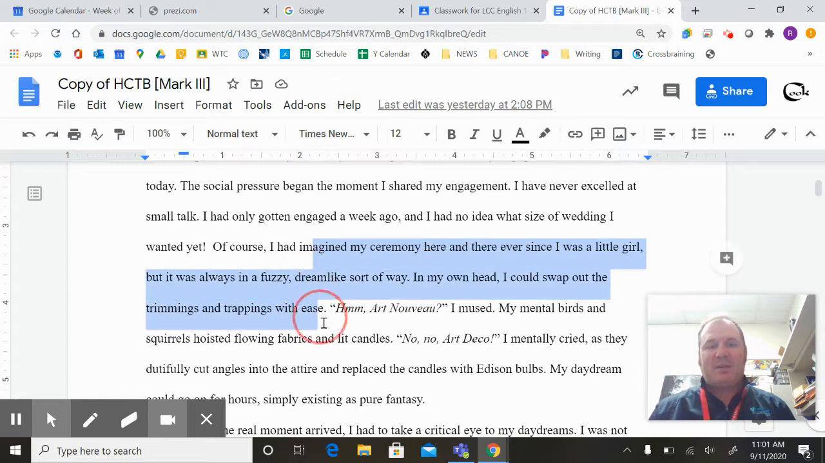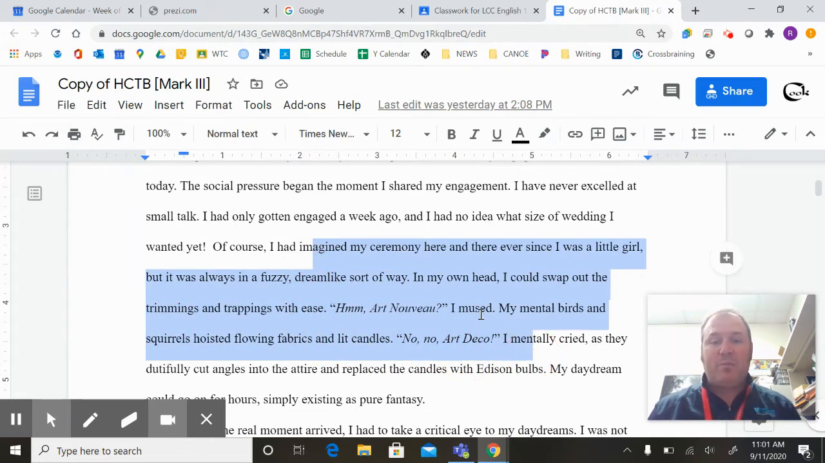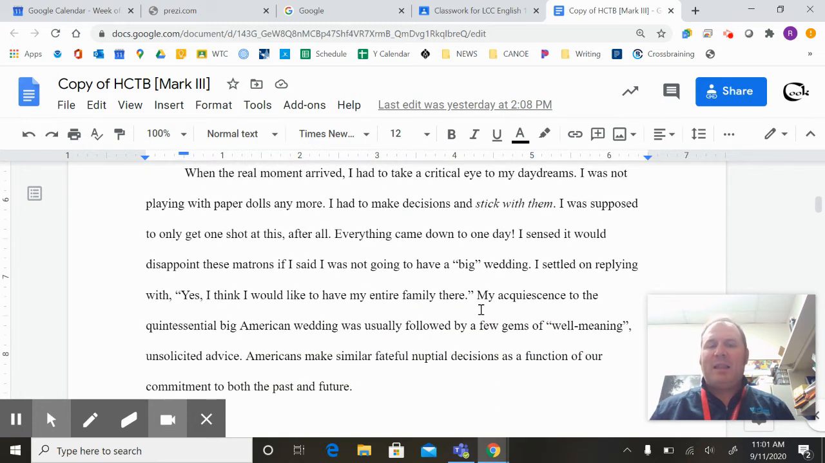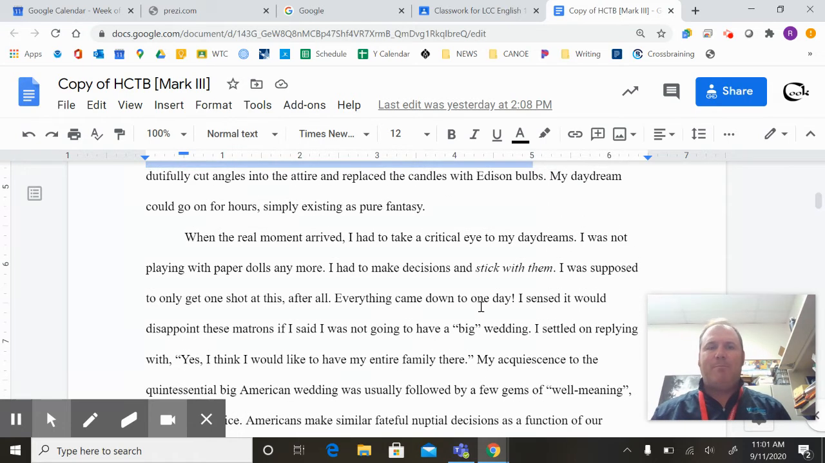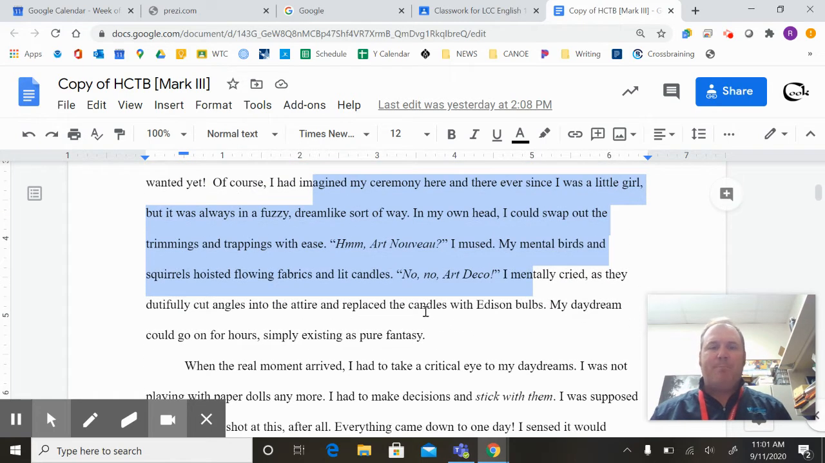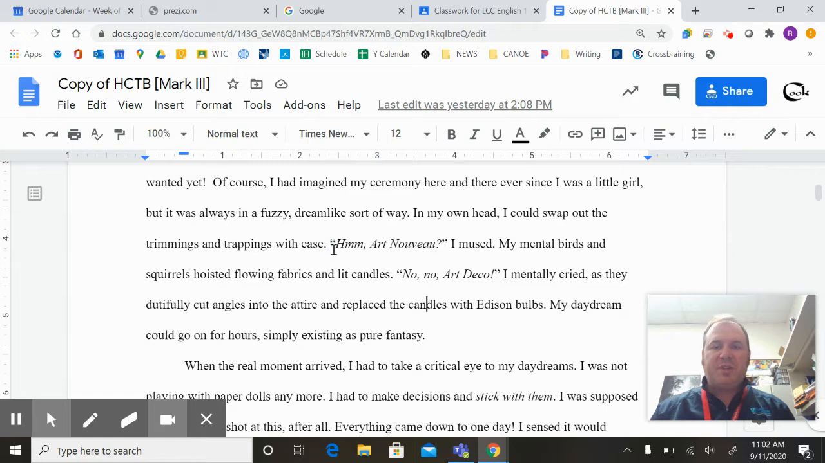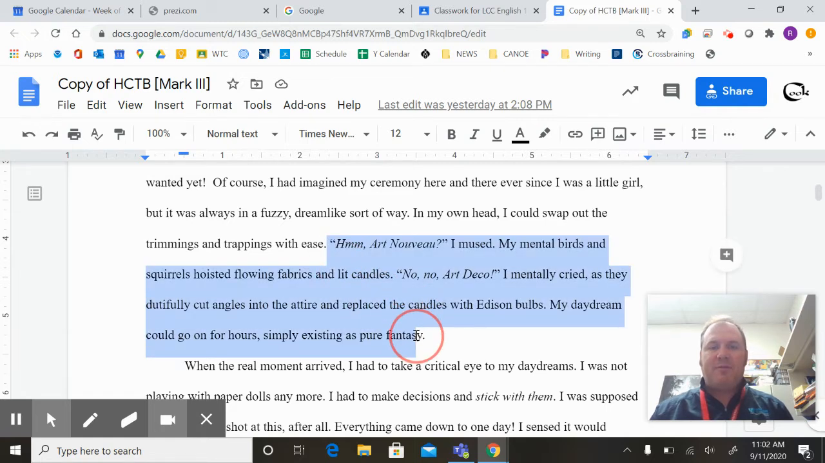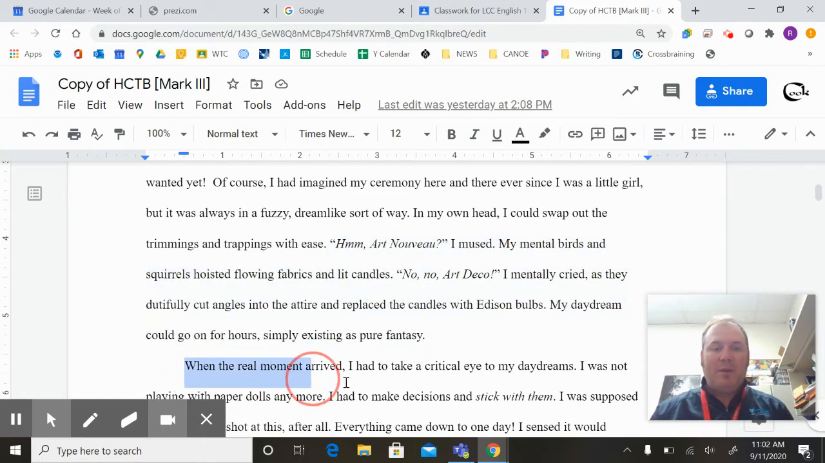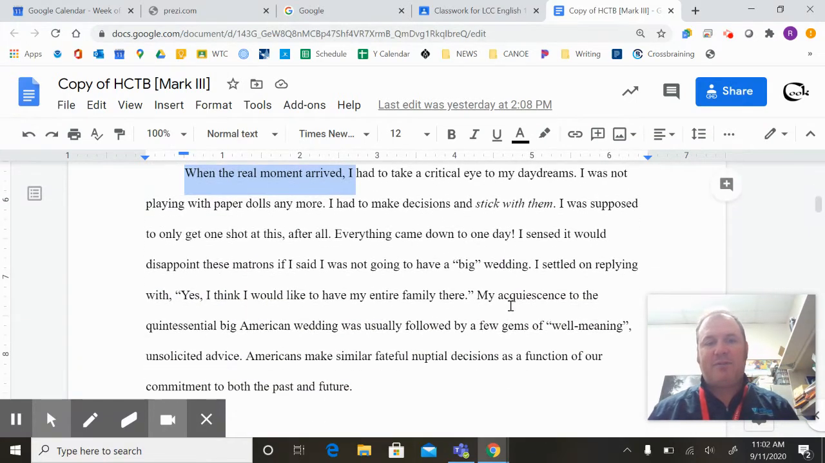She describes how, of course, during her childhood, she thought about what her wedding would be like. I like this writer's choice to use two paragraphs to introduce. She moved from what she used to think about throughout her whole life to the real moment. And so she broke the paragraph there because she was changing time, which is a good reason to break paragraphs.